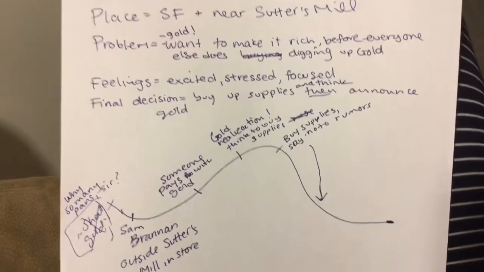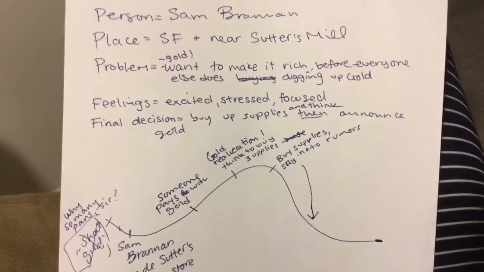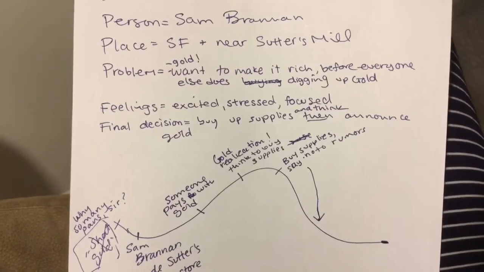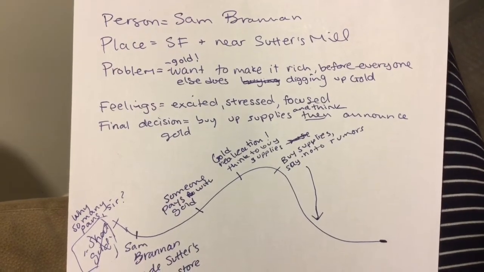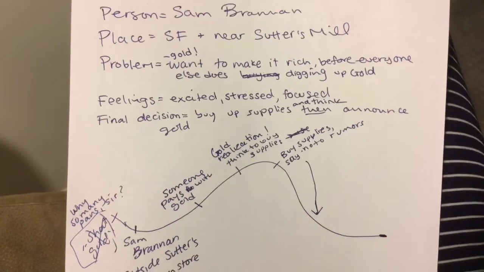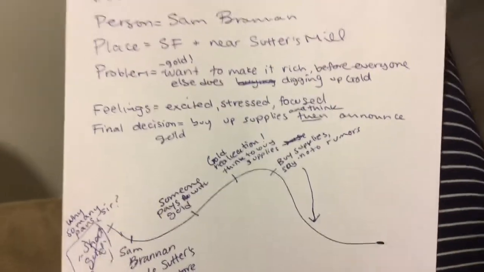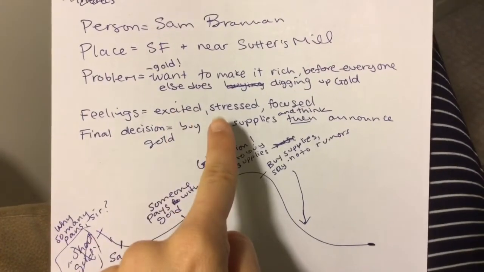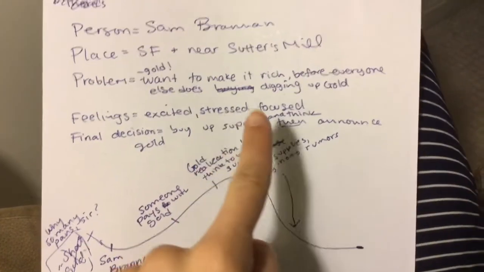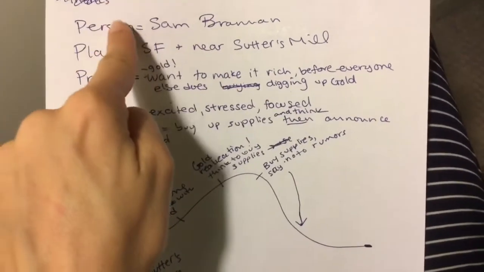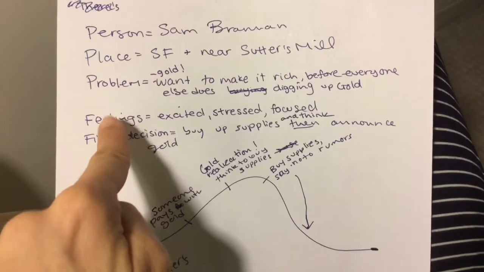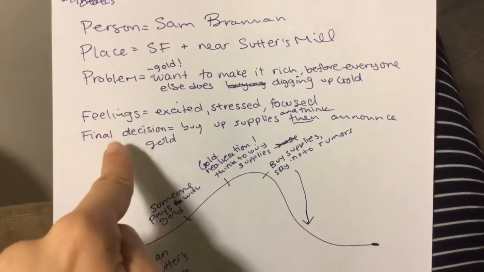Okay. I put his feelings, since that's his problem, his feelings of trying to figure out how to beat everybody to this gold in a way to beat them to getting rich, is he's feeling excited, there's gold. He's feeling stressed to come up with a plan, and he's feeling focused because he's thinking. Okay, so there's a person, the place, the problem, the 3 P's, now the 2 F's, his feelings. And then his final decision.